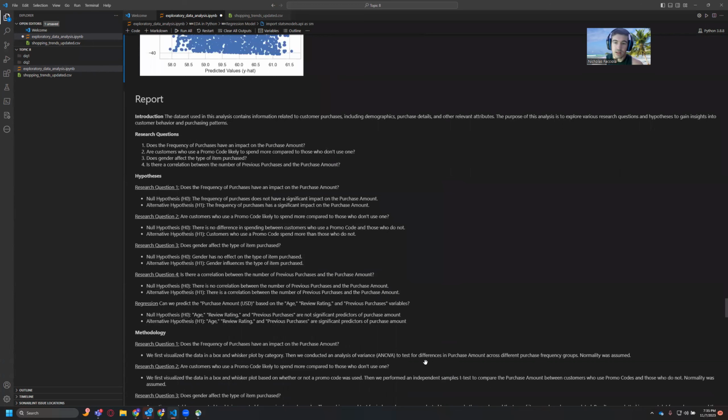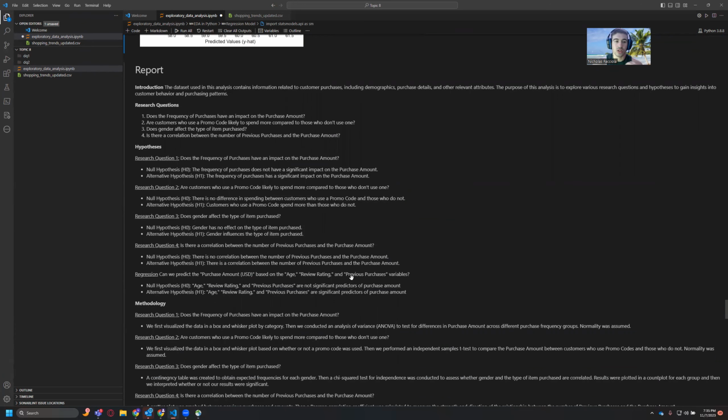Okay, so finally, let's put all this together in a report, and then we'll come to a conclusion of all our data. So the introduction: we had a data set related to customer purchases, and it included demographics, purchase details, and other relevant attributes. We wanted to gain insights into our customer behavior and purchasing patterns. So then we identified 4 research questions.